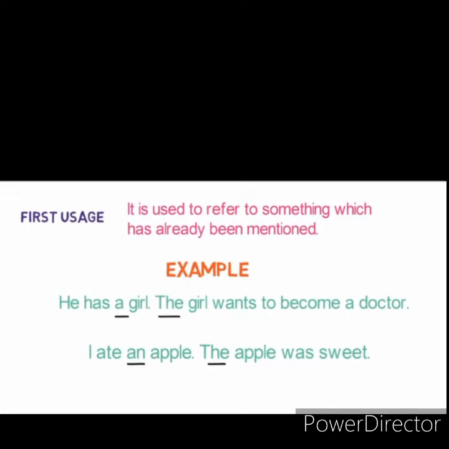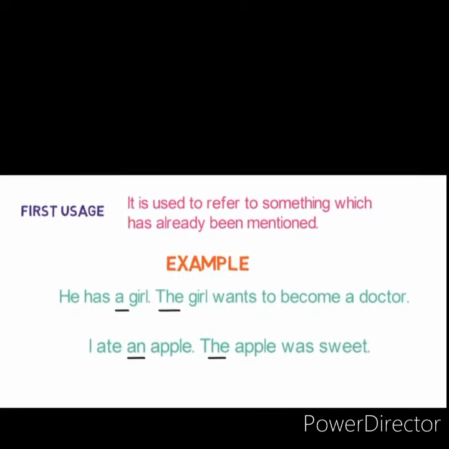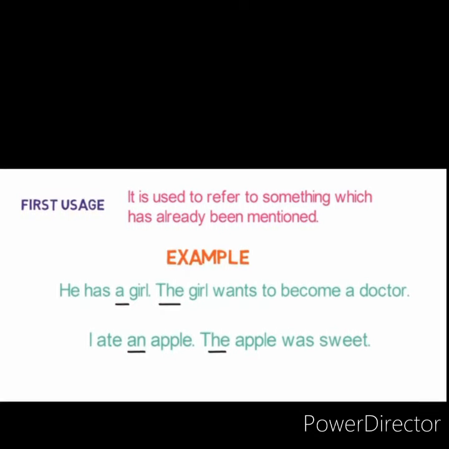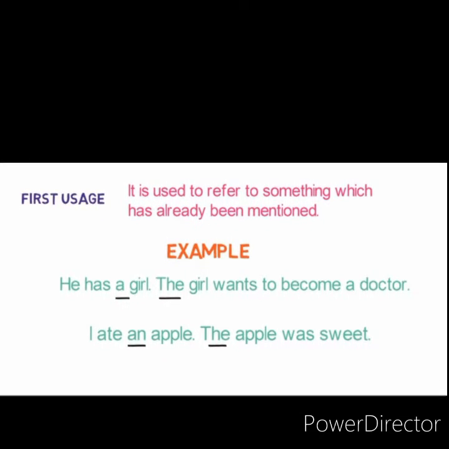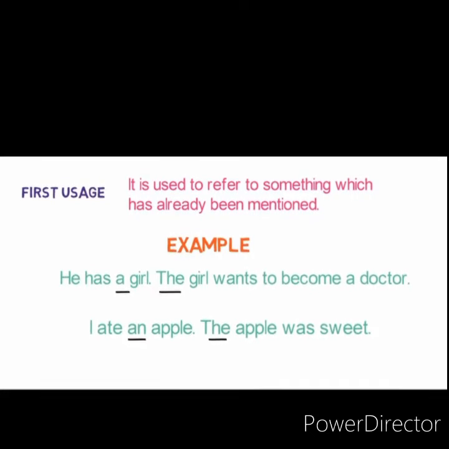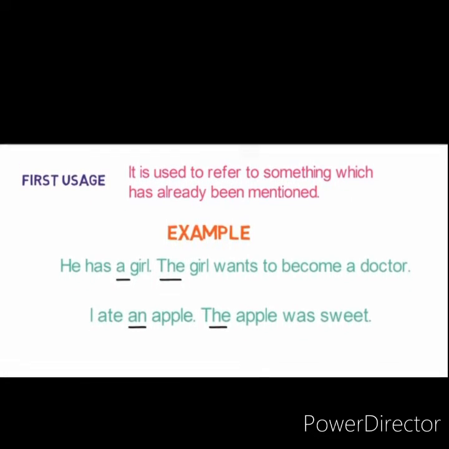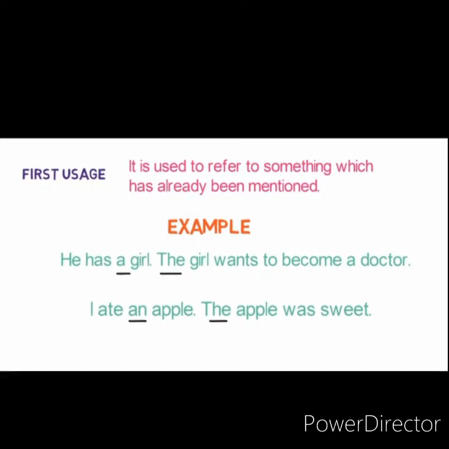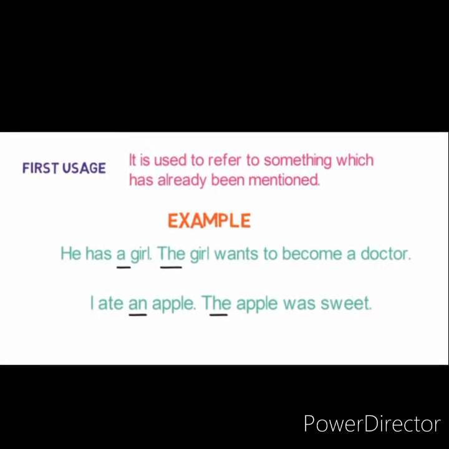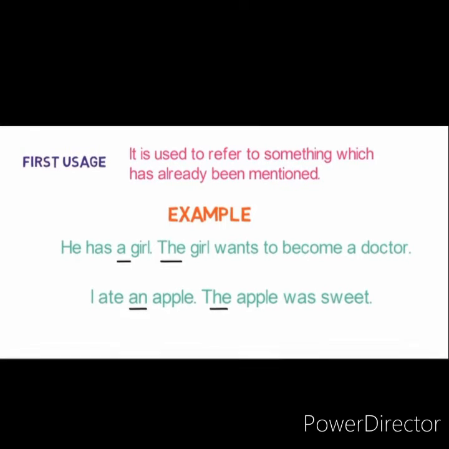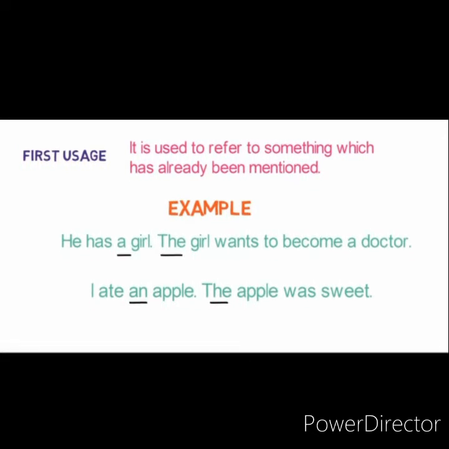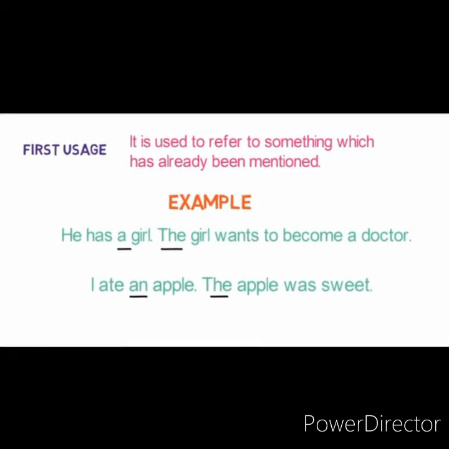So this means that article the is used to refer to something which has already been mentioned, जो पहले से ही हमने mention कर दिया होता है. तो जब आप उसको फिर से सेंटेंस में मेंशन करोगे तो आप सेकेंड टाइम उसके साथ द आर्टिकल यूज करोगे.